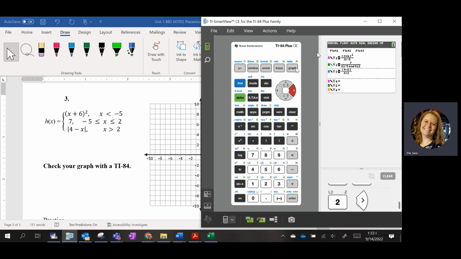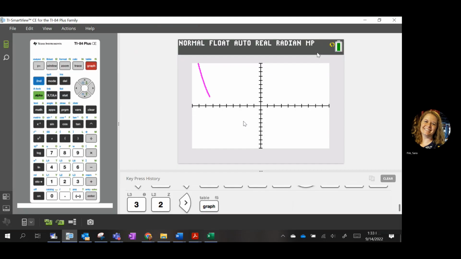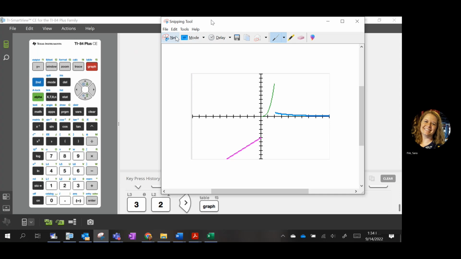Again, let me graph that. So this is the piece of the parabola to the left of where x is -5. This is the constant at 7 from -5 to 2. And this is the piece of the absolute value function from where x is 2 to infinity. Is this making sense to everybody? Y'all feel okay about piecewise?